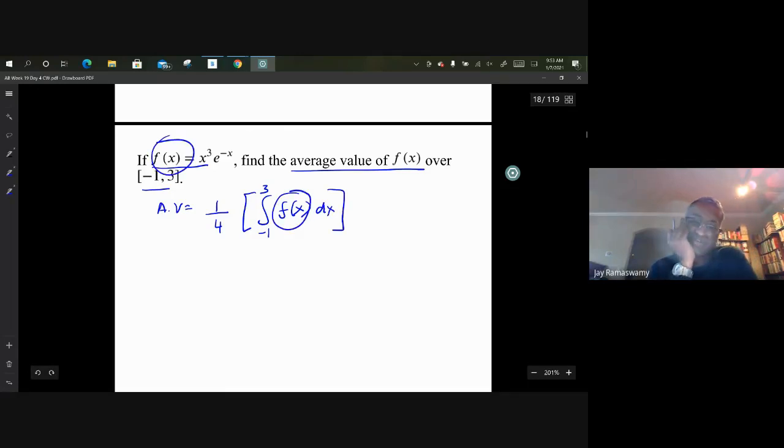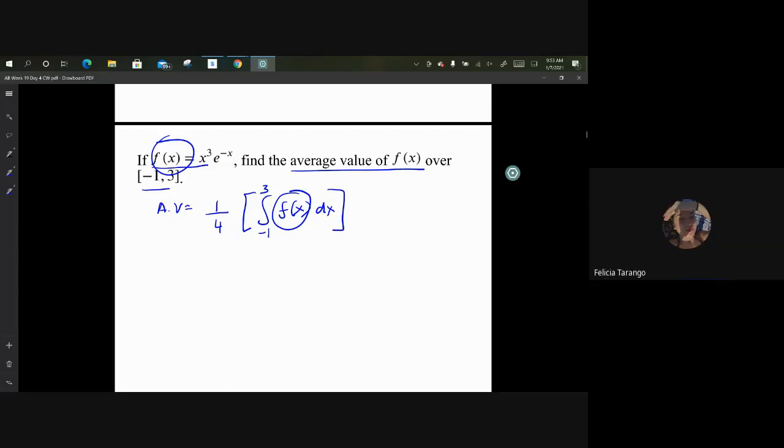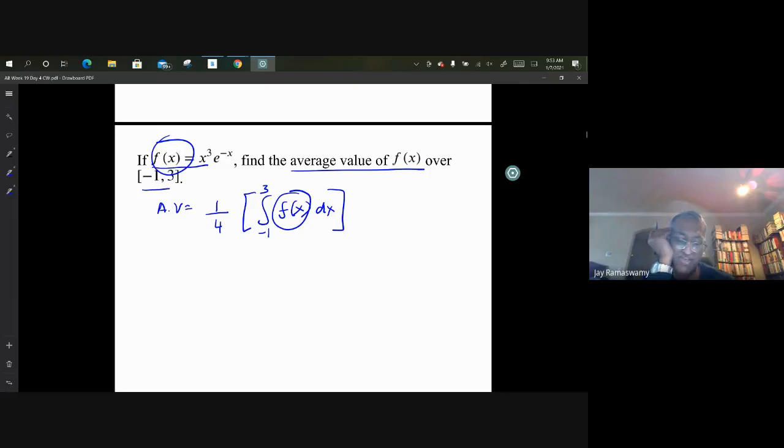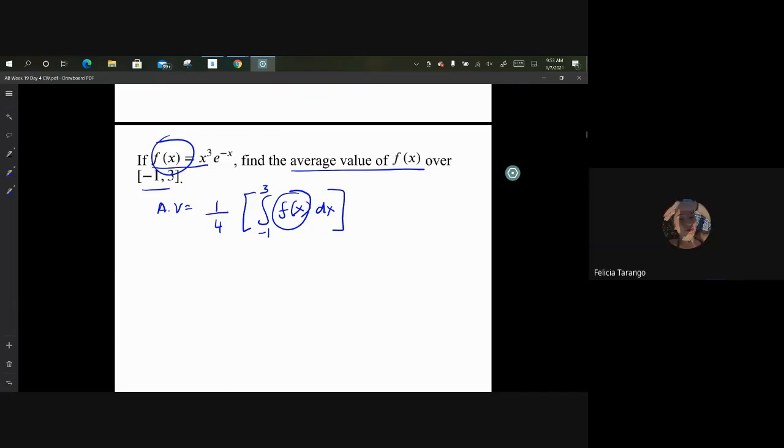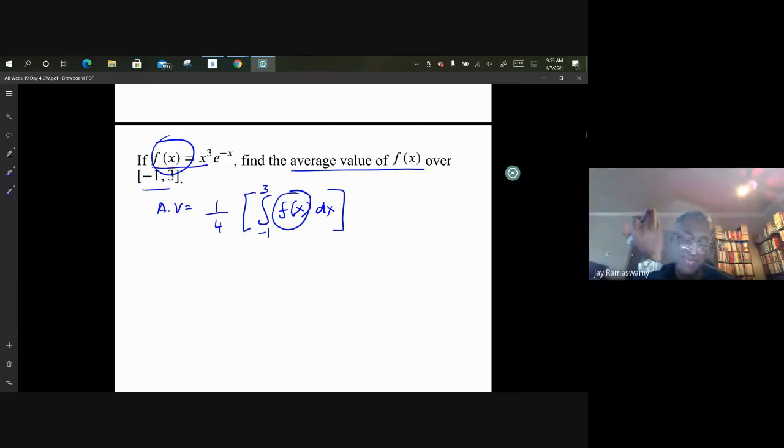Is there a mismatch? No. Are we just good to go? Yeah. This is me showing you not every problem has a mismatch. Can we just plug in? Oh, by the way, it's just a calculator problem. Is it stupidly simple? Yes. You can just type f of x and then do 1/4 integral from -1 to 3 of f of x dx and you're good to go. It's just a calculator problem.